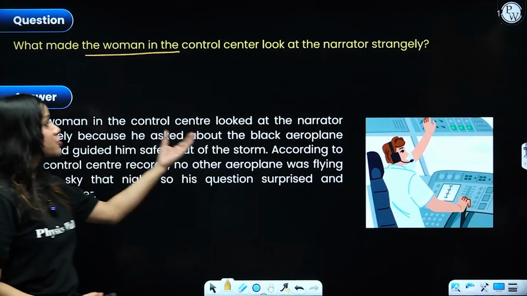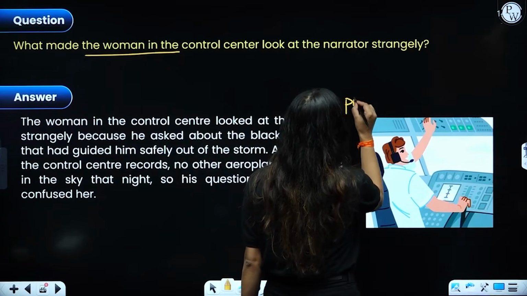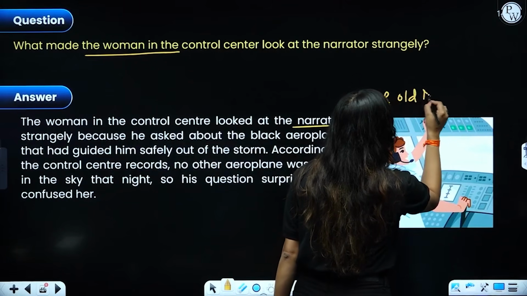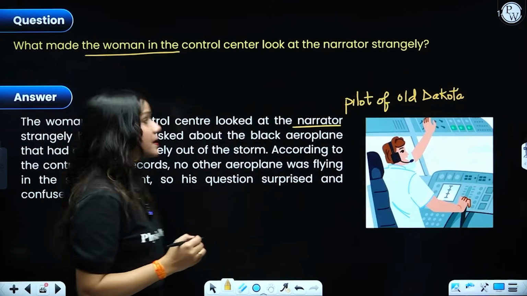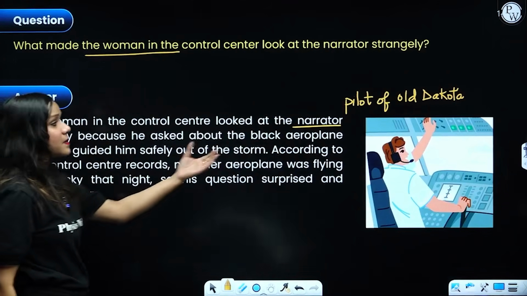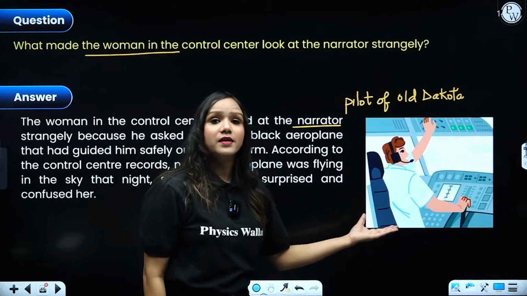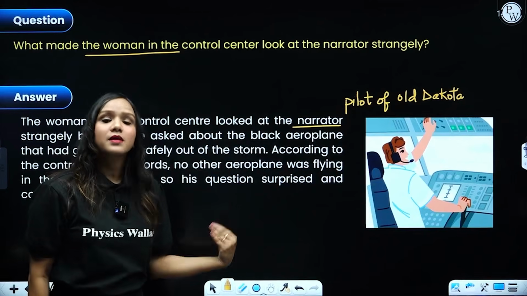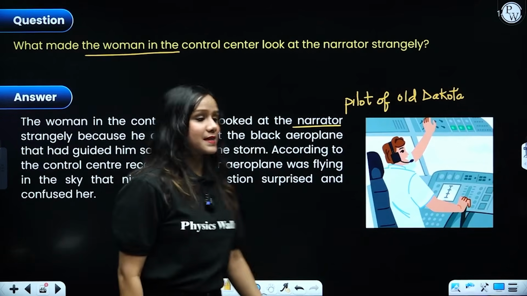The woman in the control center looked at the narrator, or you can say the pilot, Old Dakota, right? Strangely, because he asked about the black aeroplane. He was asking about that mysterious aeroplane whose pilot had really helped him come out of that stormy weather, and had helped him reach the runway safely, right?